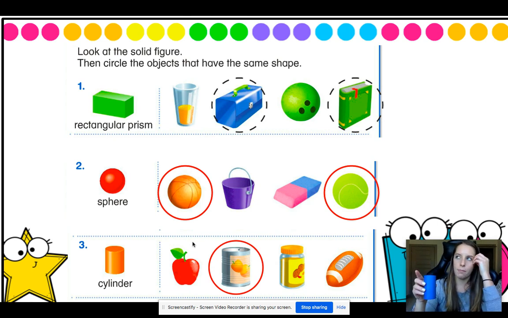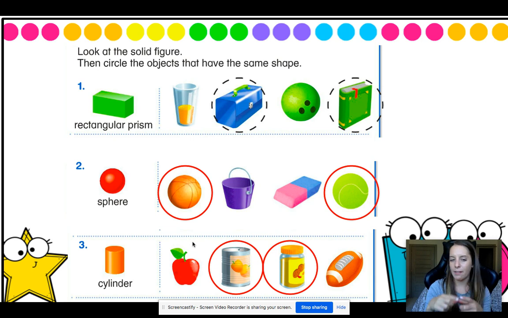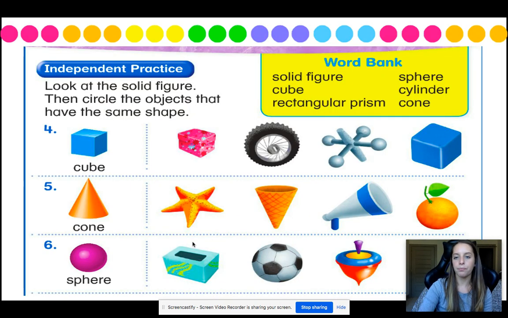Next one is a jar of peanut butter. Think about a jar of peanut butter if you have it at home. Does a jar of peanut butter look like a cylinder? I would say it looks fairly close to one, so I would count that. And the last one is a football. Does a football have that same shape of a cylinder? Well, not really, because it comes to 2 points at the end. Let's try a couple of more examples.